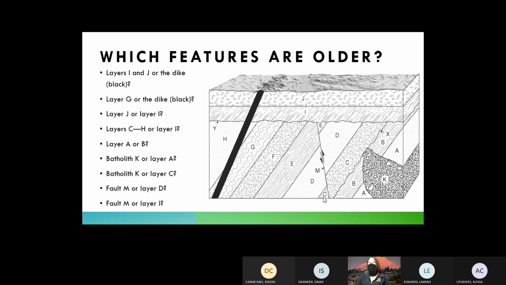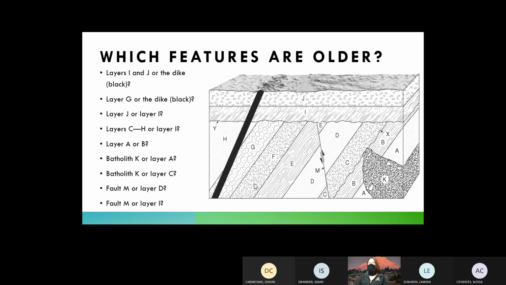Layer C through H, so it's these ones right down here, or layer I. Which one of those is older? Good. Yep, layers C through H. Again, that's superposition. They are below layer I. Layer A or B. So we have layer A, layer B. A is older. Law of superposition.